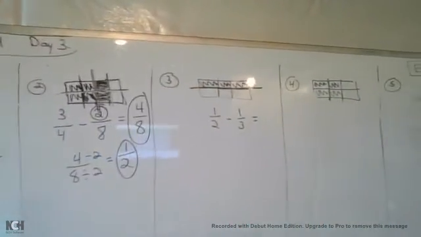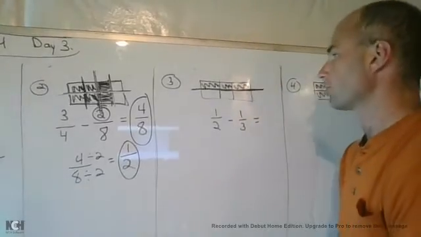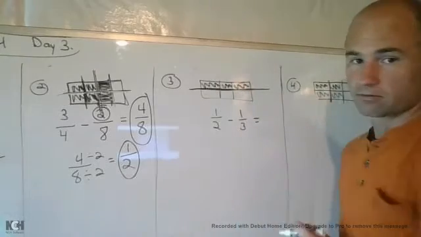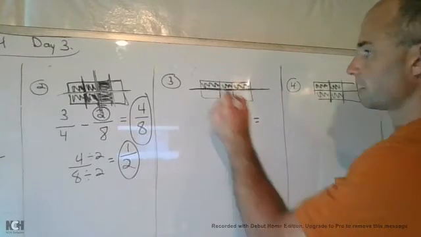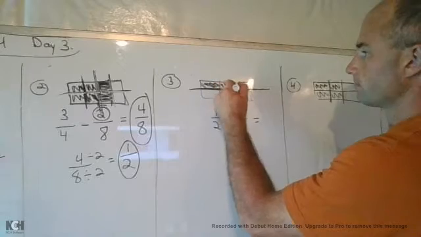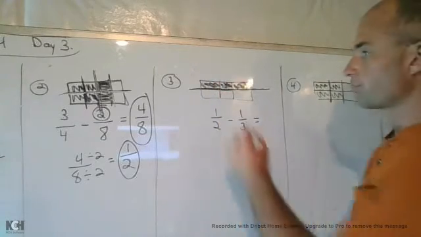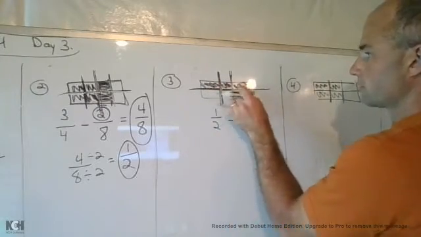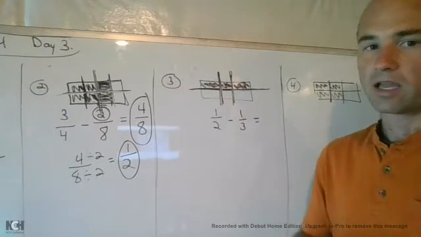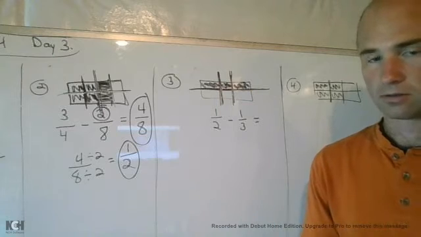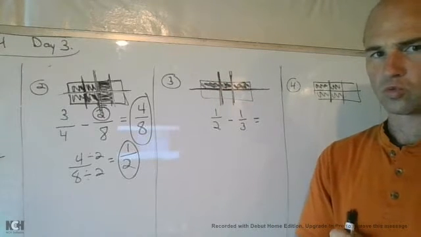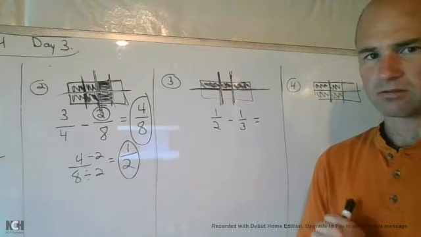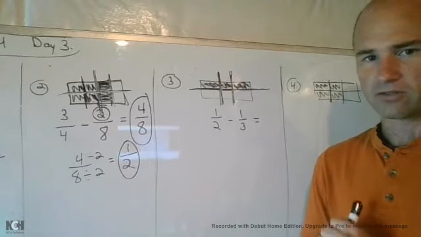Number 3, 1/2 minus a third. So I started off with cutting it this way, like hot dog style. Half being shaded in. And then I broke it into thirds. 1/3, 2/3, 3/3. I'm taking away 1/3. How do you take away 1/3? Man, that's tough.